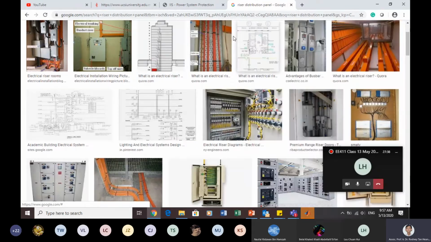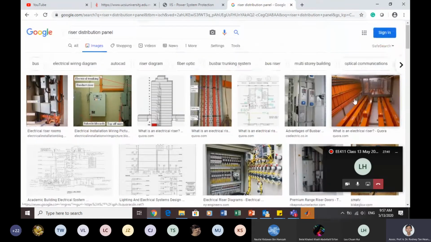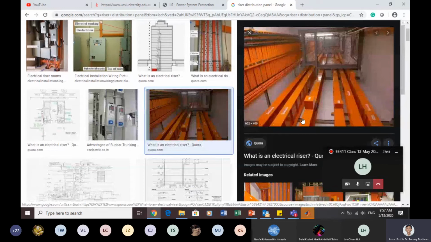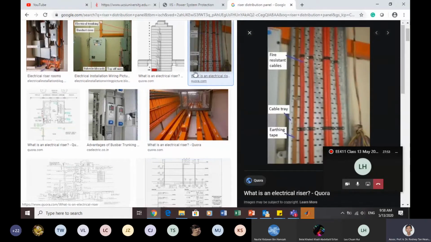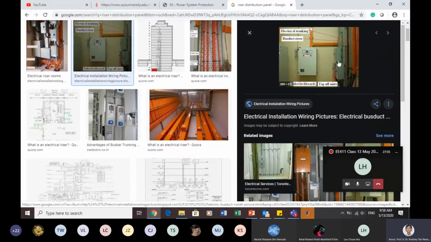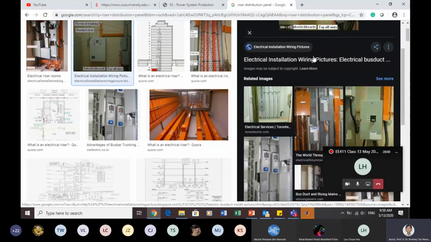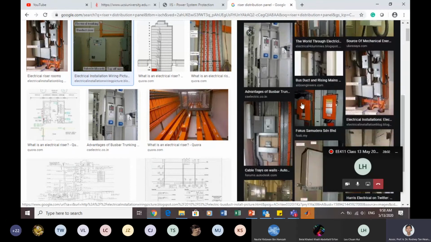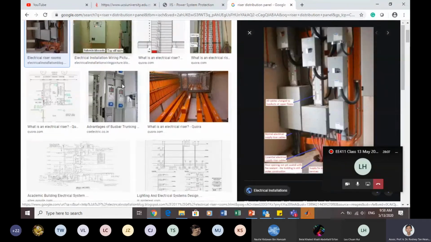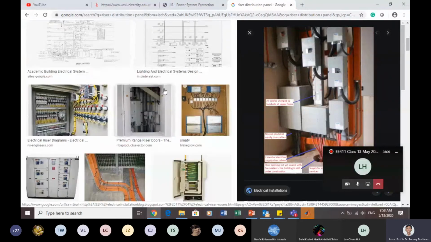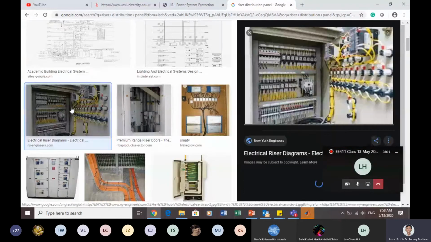And then this is how it looks like, the riser, where it allows the cable tray, everything to go all the way up to different floors. And when it reaches a certain floor, you will see a lot of these panels, like bus ducts, to connect to a certain floor.